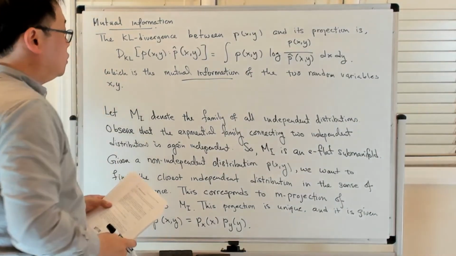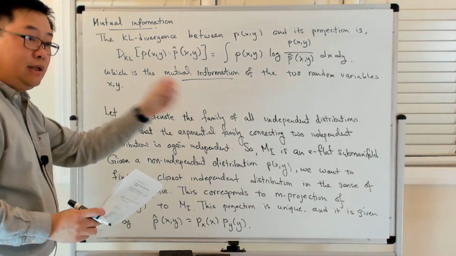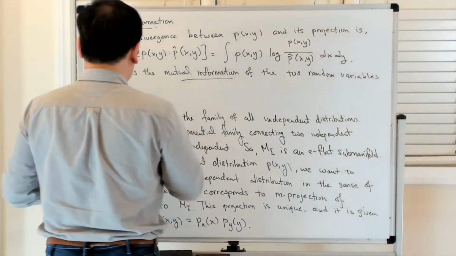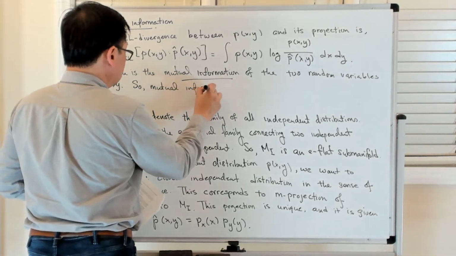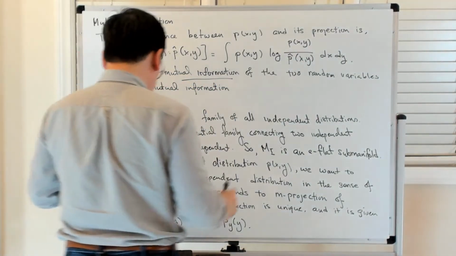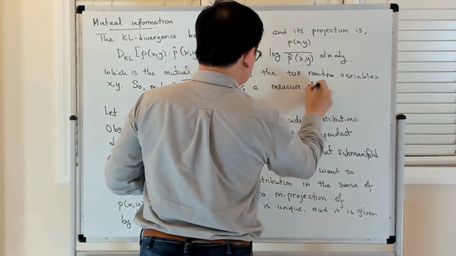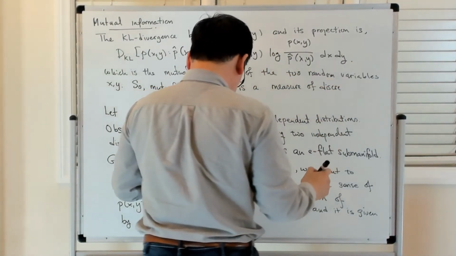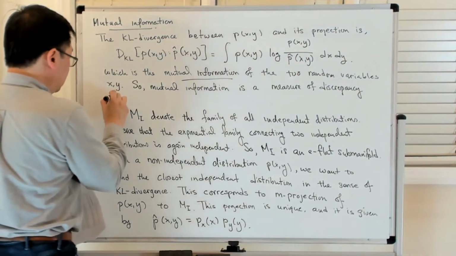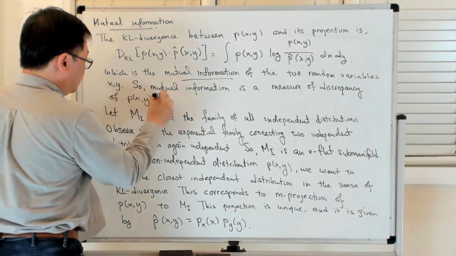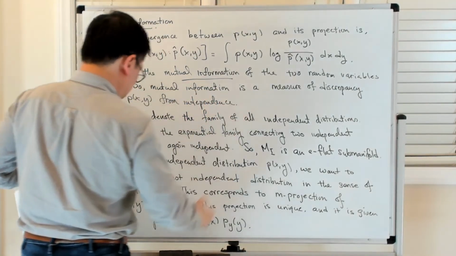So another way to think about this is that the mutual information measures the extent to which you have a probability distribution which deviates from independence. So mutual information is a measure of discrepancy of this probability distribution from independence.